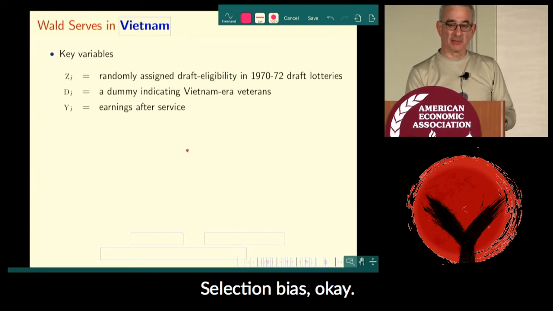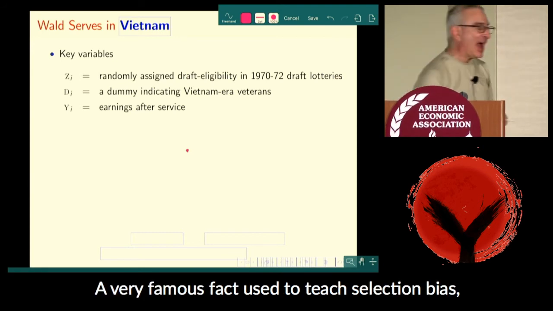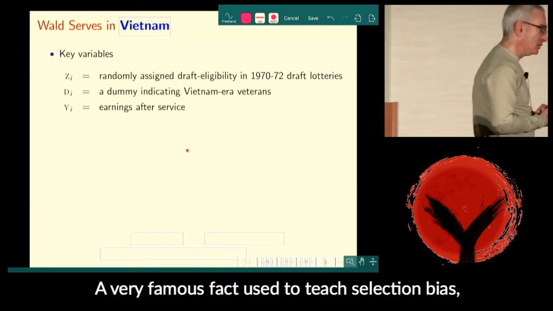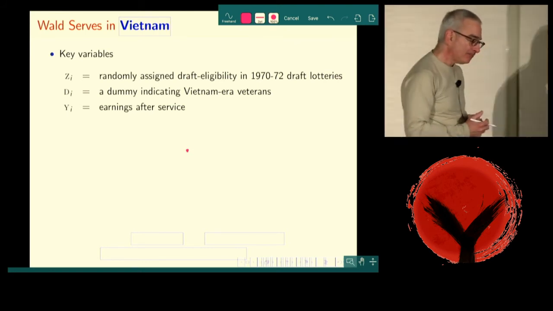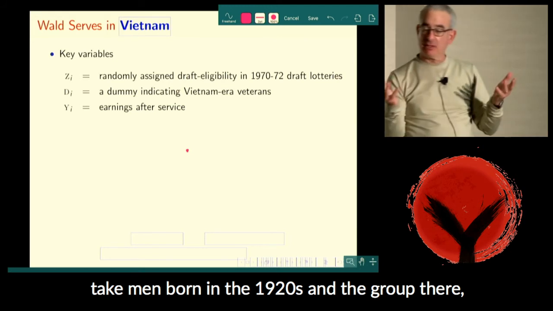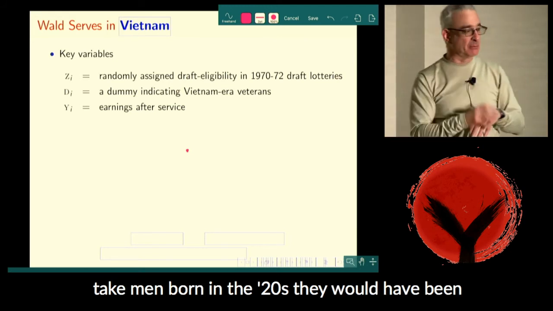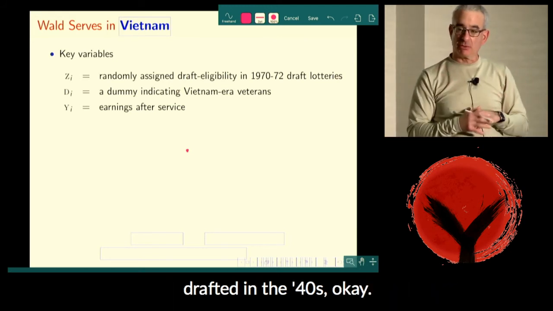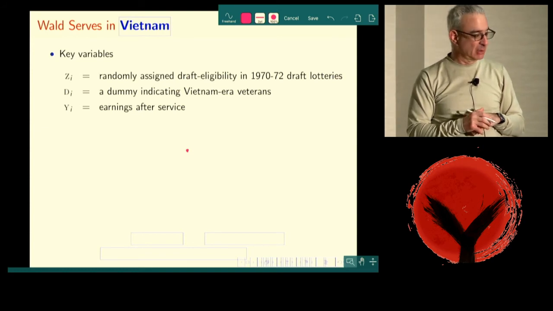Selection bias, okay? A very famous fact used to teach selection bias: take men born in the 1920s. They would have been drafted in the 40s, okay?